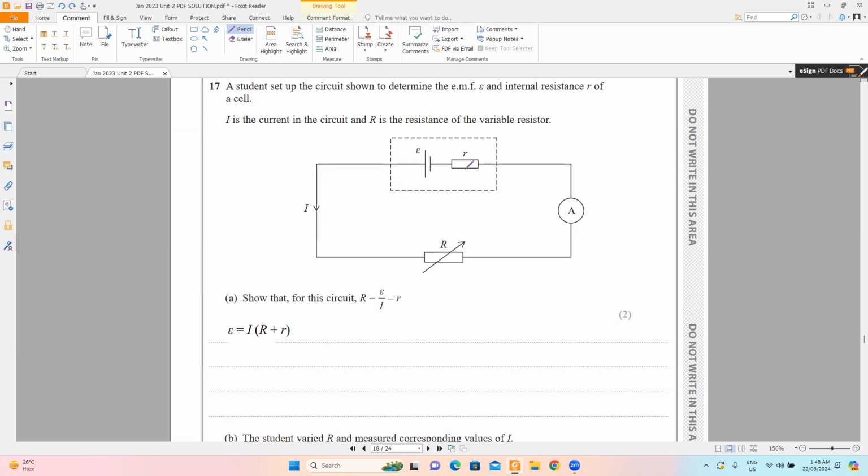So EMF equals IR plus Ir. If you take I common, it becomes I(R plus r). And then you send I to the other side and make R the subject, and this is what you get.